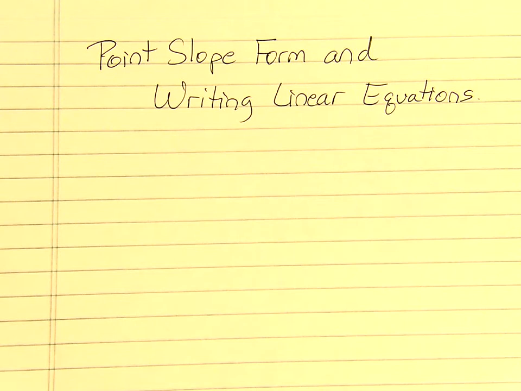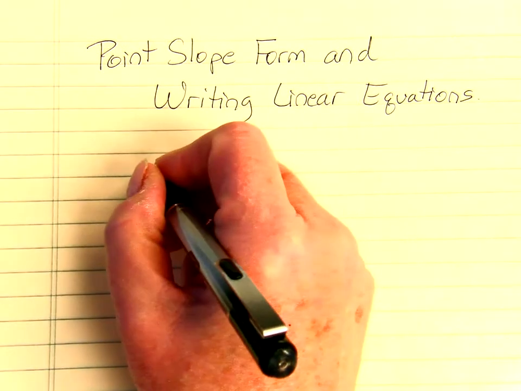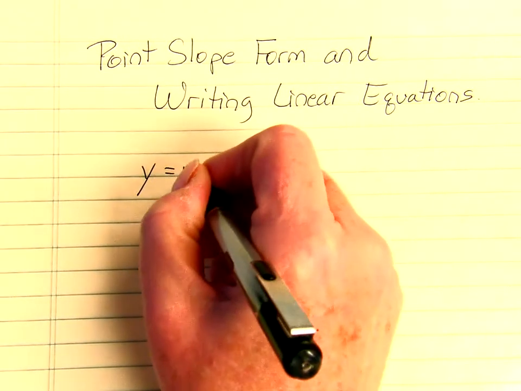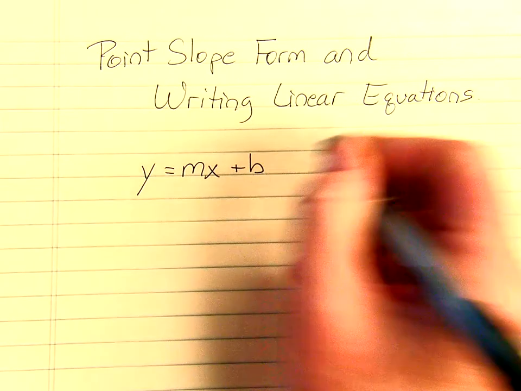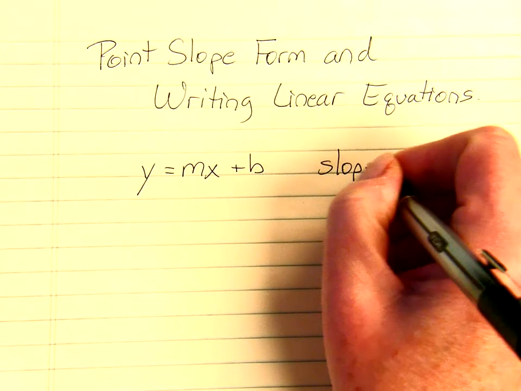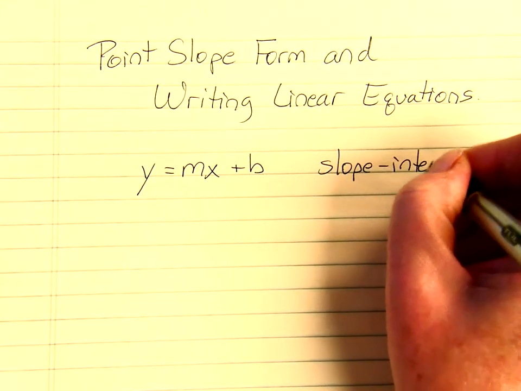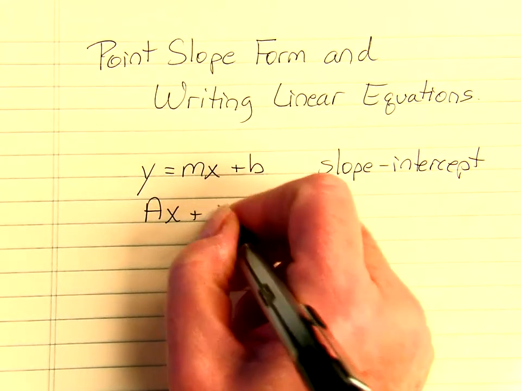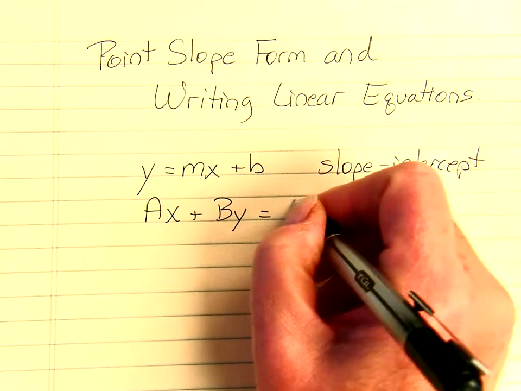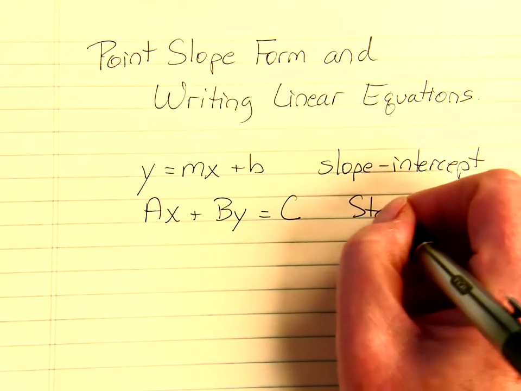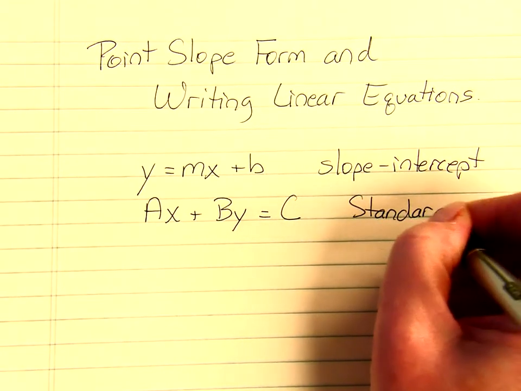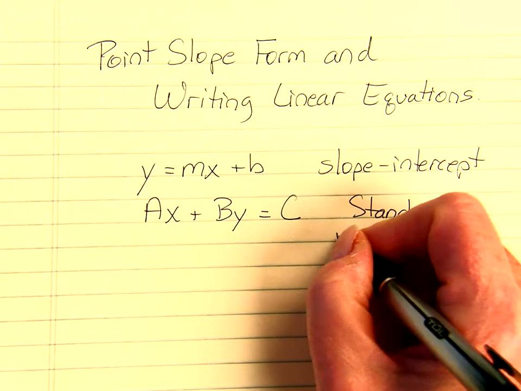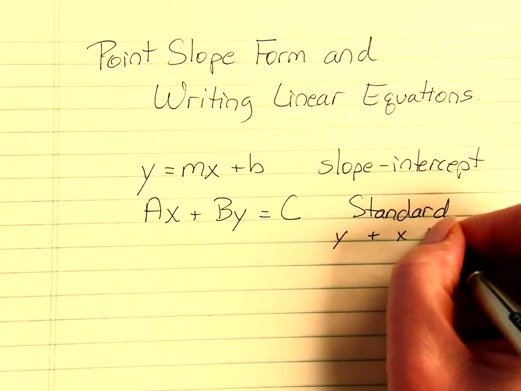Okay, so today we're going to talk about the third form of a linear equation. As a reminder, we have y equals mx plus b. This is slope-intercept form. Then we have ax plus by equals c, which is standard form. That's the one where we use the x and y intercepts.